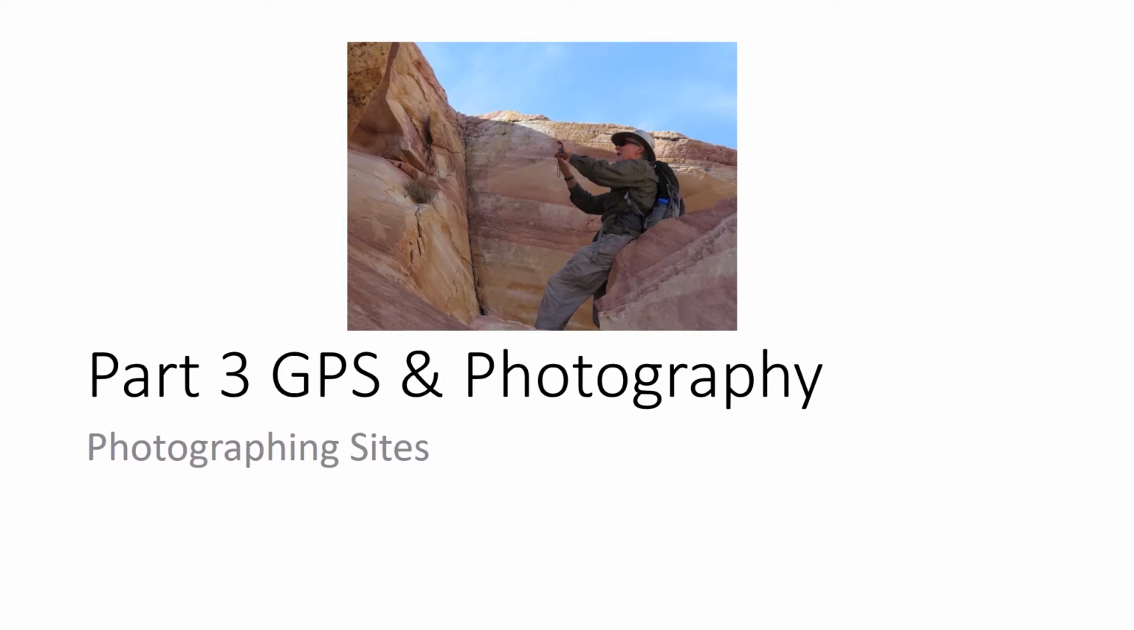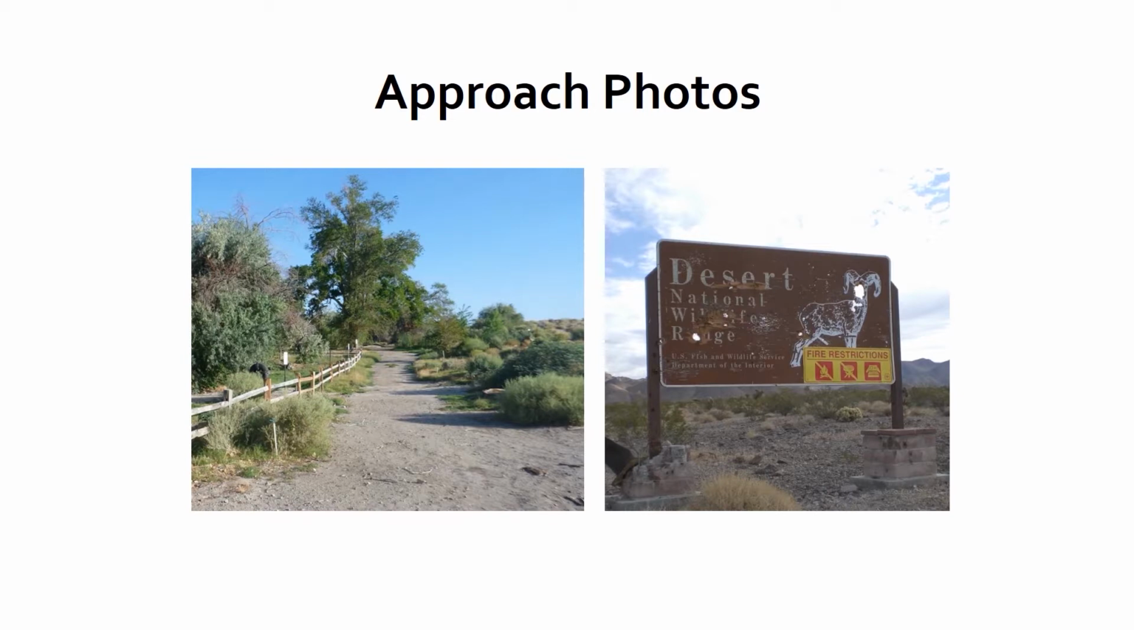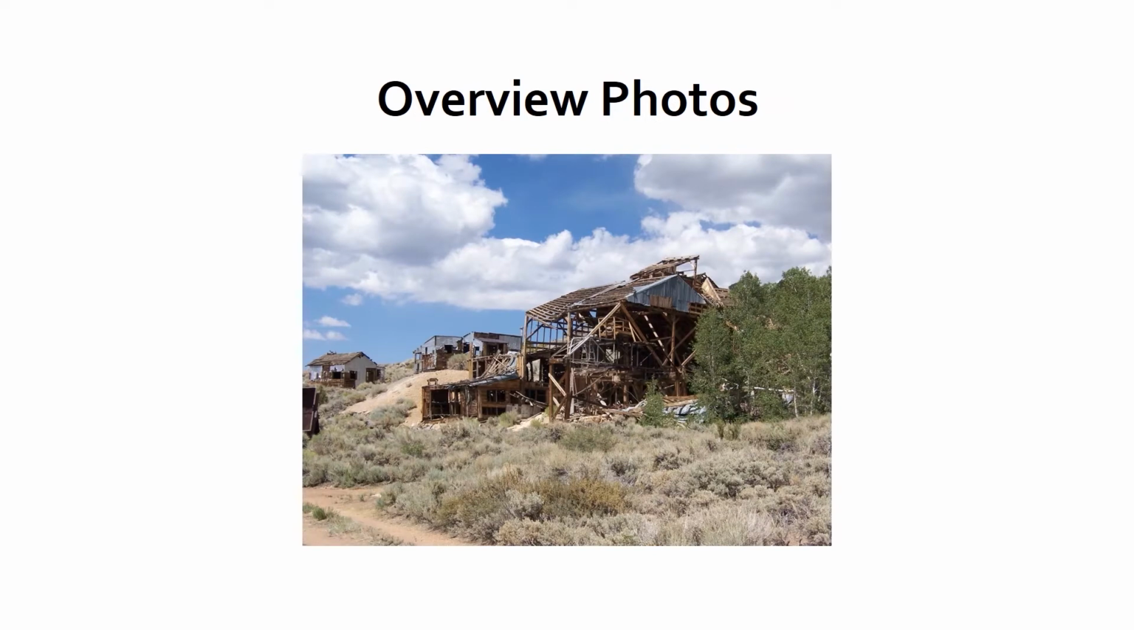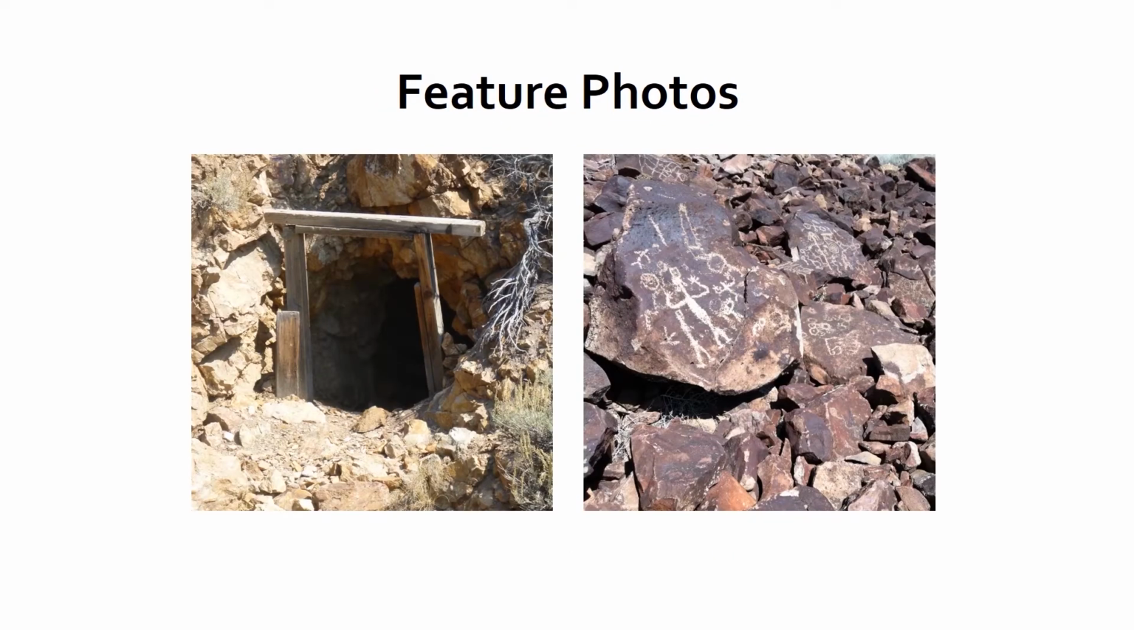All right, so the next section is on GPS and photography. There are different types of photos that we would like you to take. Approach photos, especially if this is a site that hasn't been visited in many years. A lot of times the roads and terrain changes. Contextual photos, those are photos that show the features and the landscape around and in the site. Overview photos, which show the features or again, the areas a little closer up. And feature photos, where you get the actual feature in the photograph.